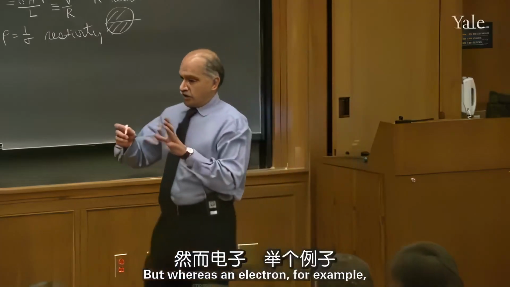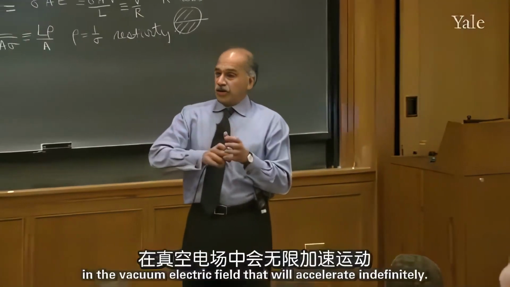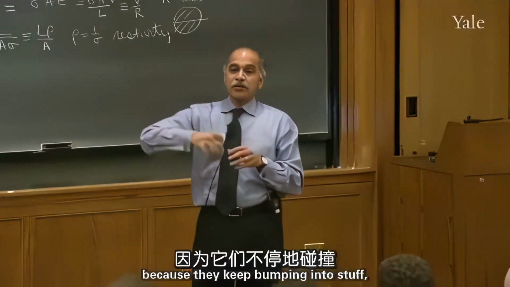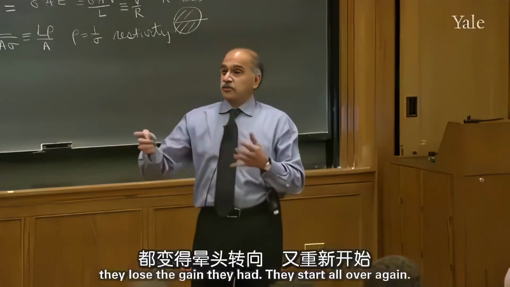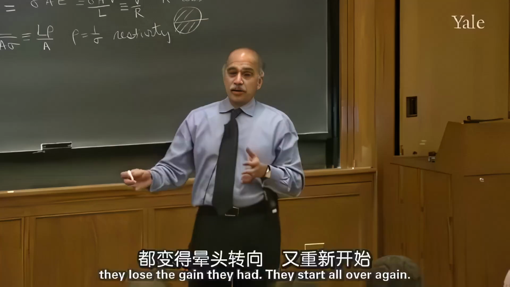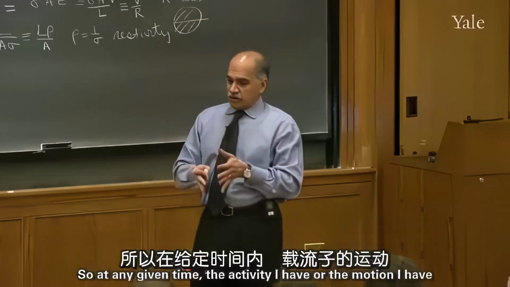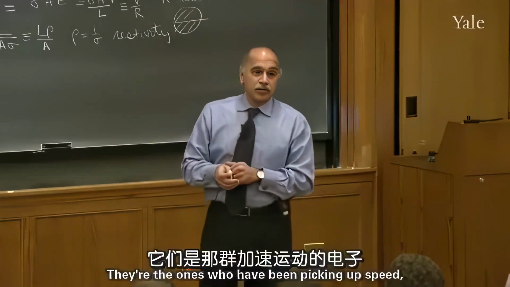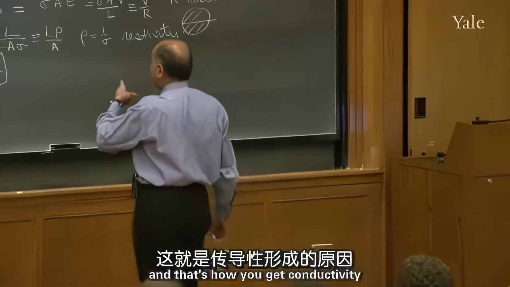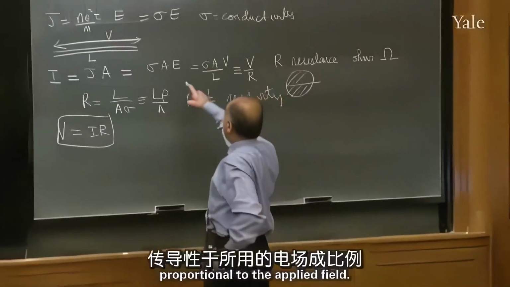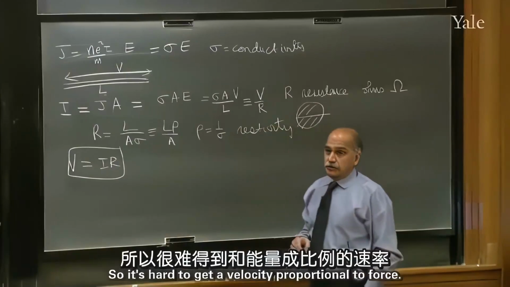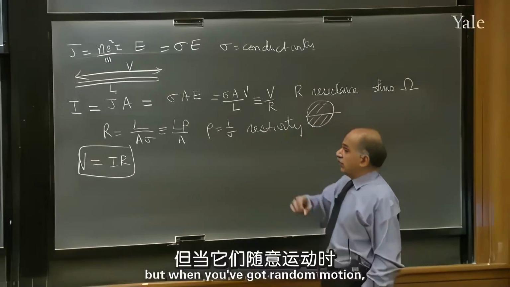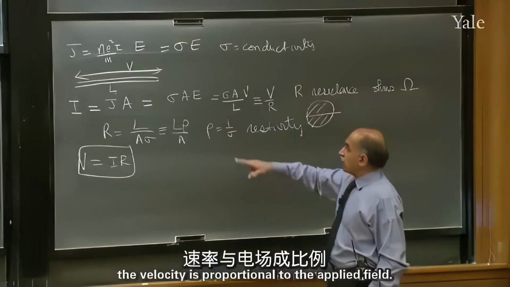But whereas an electron, for example, in the vacuum, an electric field will accelerate indefinitely, the carriers in a wire do not accelerate indefinitely because they keep bumping into stuff. And every time they bump into stuff, they lose the gain they had. They start all over again. So at any given time, the activity I have or the motion I have depends on how many guys are still around since the last collision. They are the ones who have been picking up speed, and that's how you get conductivity proportional to the applied field. So it's hard to get a velocity proportional to force. You always get acceleration proportional to force, but when you got random motion, the velocity is proportional to the applied field.